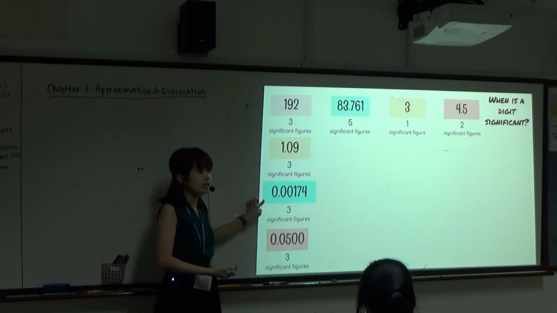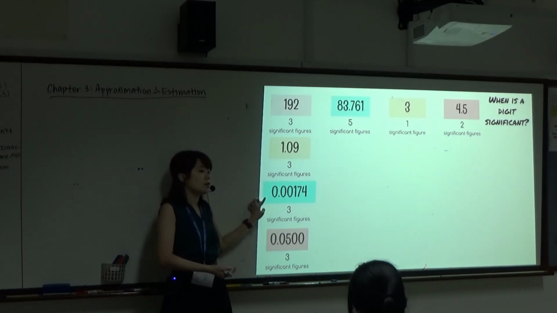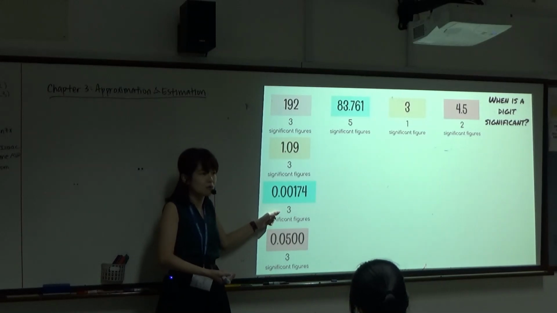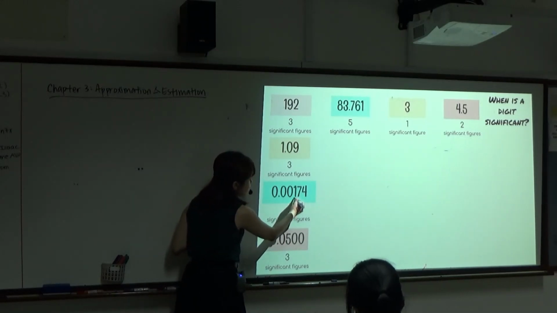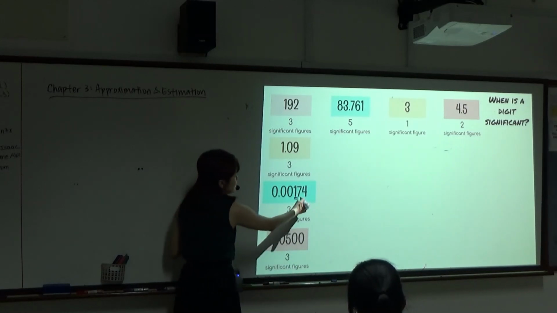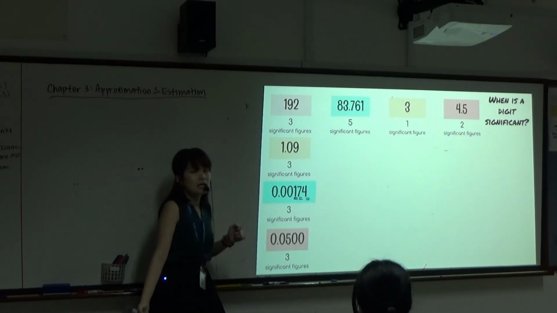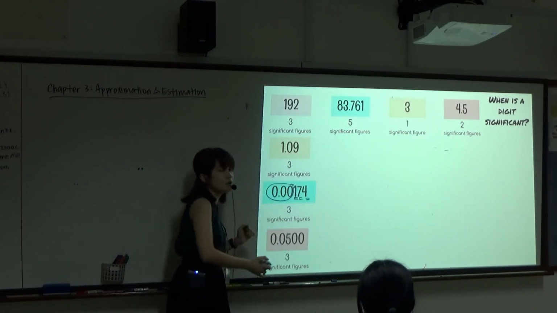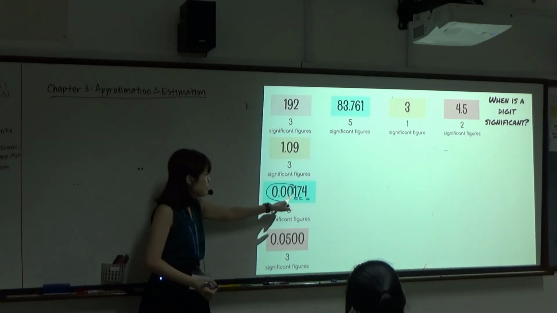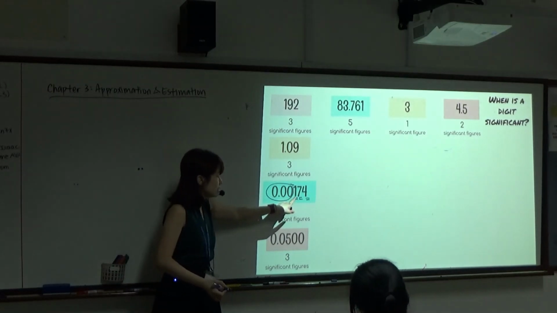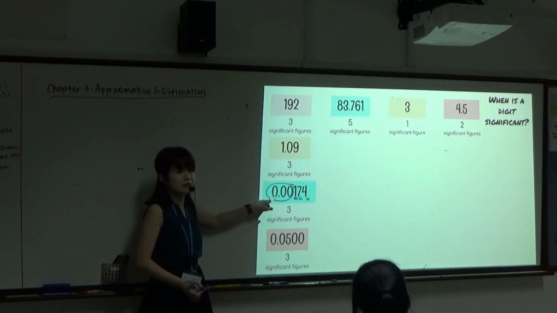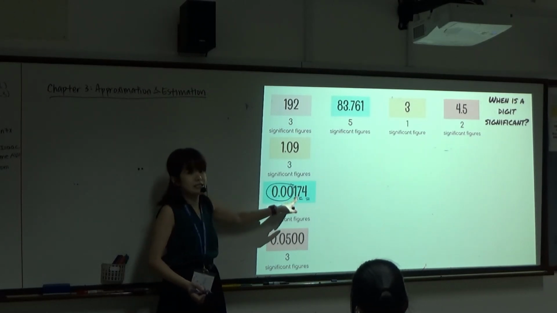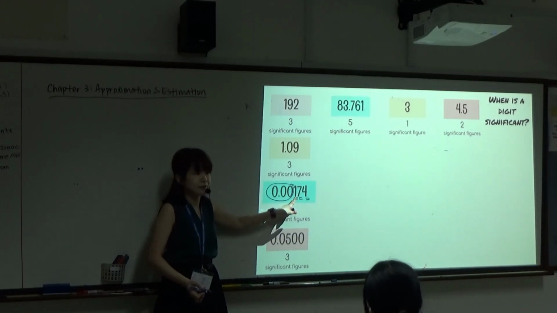But then, when it came to this part here, I actually have 3 significant figures, and how I went about counting is that I count starting from the 1, 7, and then 4. If it is a decimal, I do not consider the zeros at the front of the first non-zero digit as important. So these are not going to be considered important. I start counting when I see the first non-zero number.